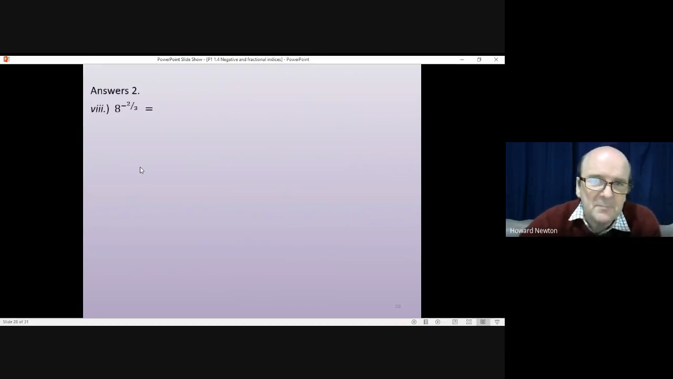Question 8, 8 to the power of minus 2 over 3. There's a lot going on there. I would deal with the minus, I think, first of all. The minus means you've got 1 over. So that's 1 over 8 to the power of 2 over 3. The 3 means the cube root of 8. Well, the cube root of 8 is 2, because 2 times 2 times 2 is 8. And then you've got to square it. 2 squared is 4. So 1 over 2 squared, 1 over 4 will be the answer.